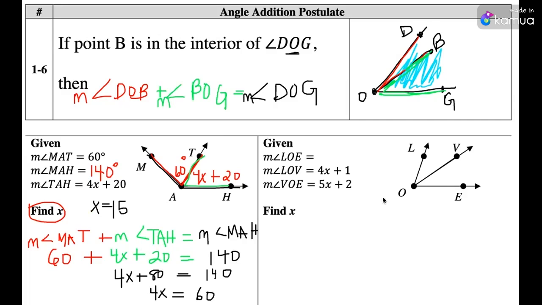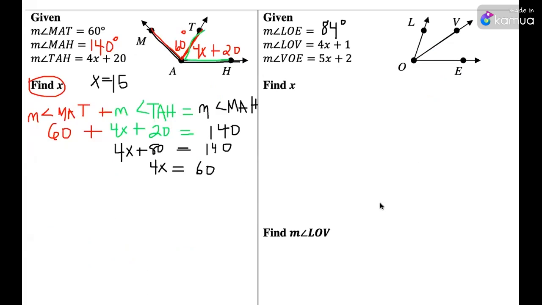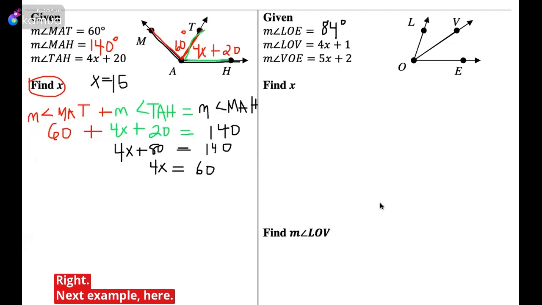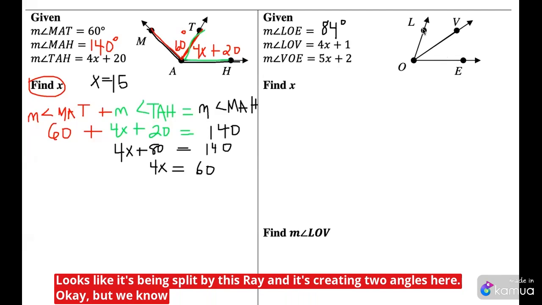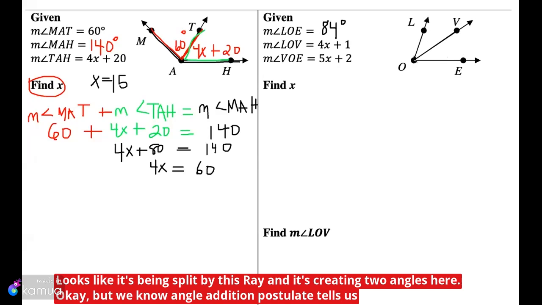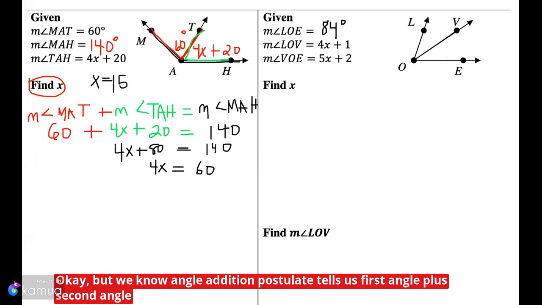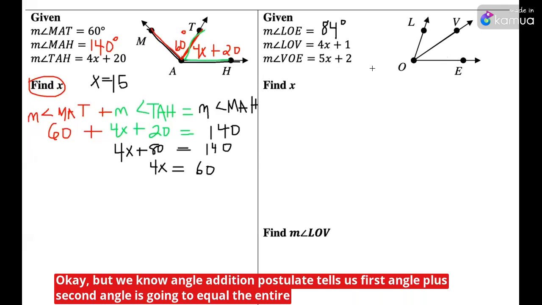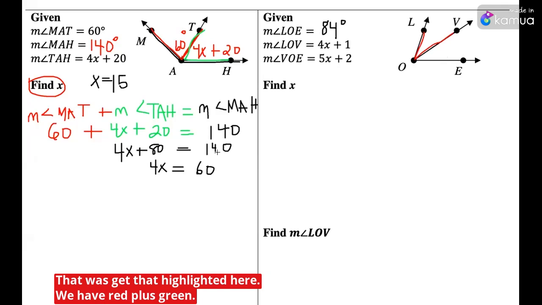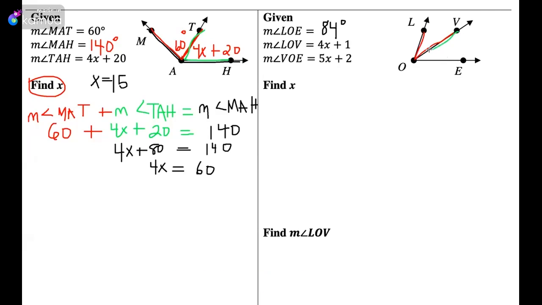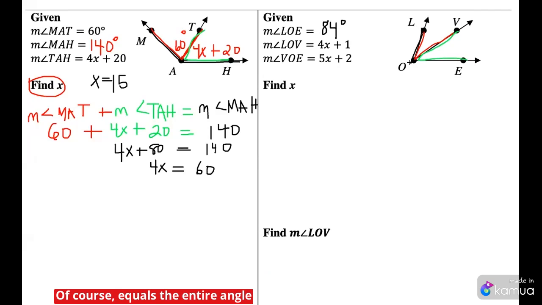All right, next example here, we have another angle. Looks like it's being split by this ray and it's creating two angles here. Okay, but we know angle addition postulate tells us first angle plus second angle is going to equal the entire thing. So let's get that highlighted here. We have red plus green, of course, equals the entire angle there.